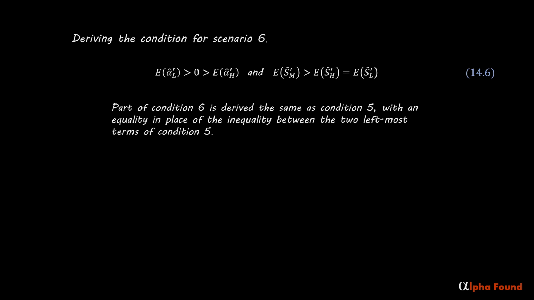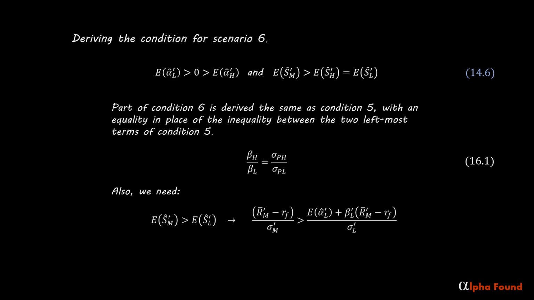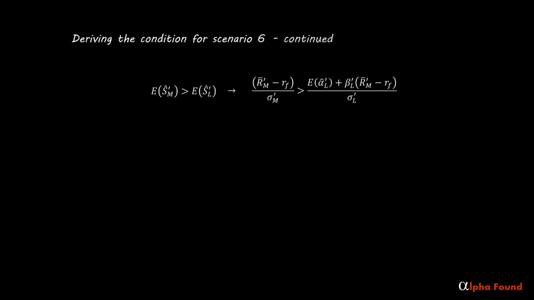Now let's derive the conditions of scenario 6. Note that the expected alpha of the low CAPM beta portfolio is greater than 0, which is greater than the expected alpha of the high CAPM beta portfolio. Part of condition 6 is derived the same as condition 5 with an equality in place of the inequality between the two leftmost terms of condition 5, such that the ratio of the ideal betas is equal to the ratio of the perturbation risks. Also, we need the condition for the expected Sharpe ratio of the market being greater than the expected Sharpe ratio for the low CAPM beta portfolio.